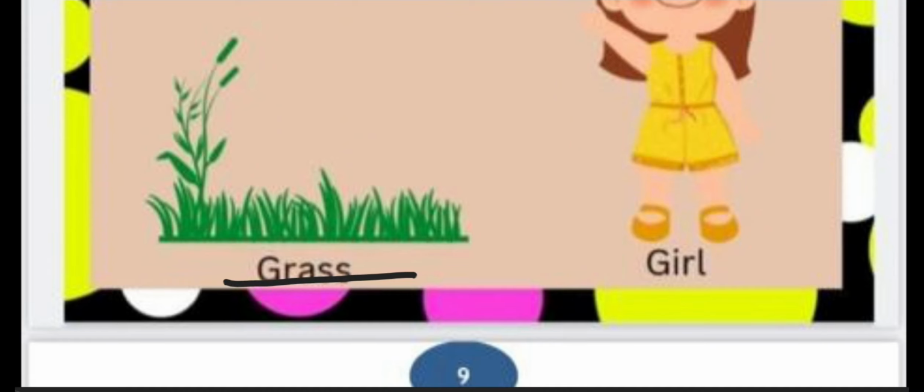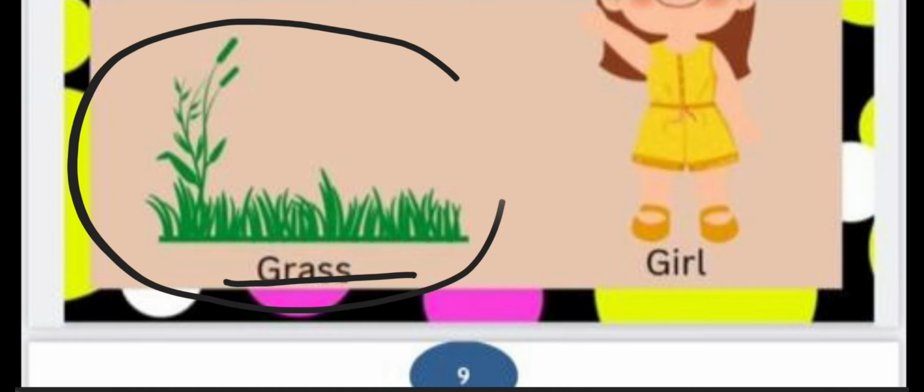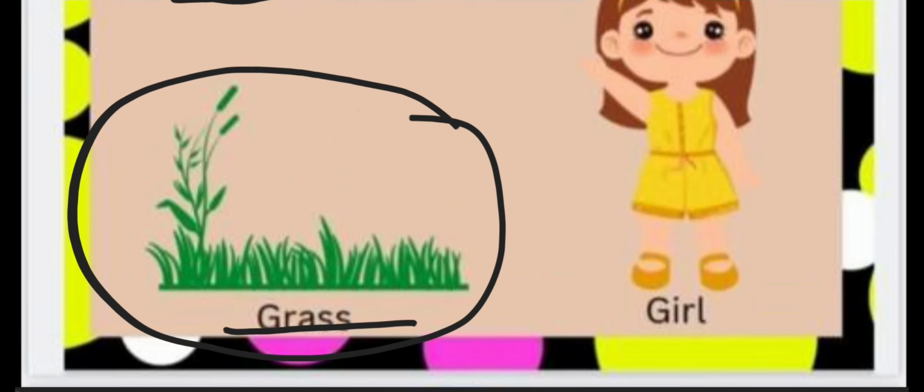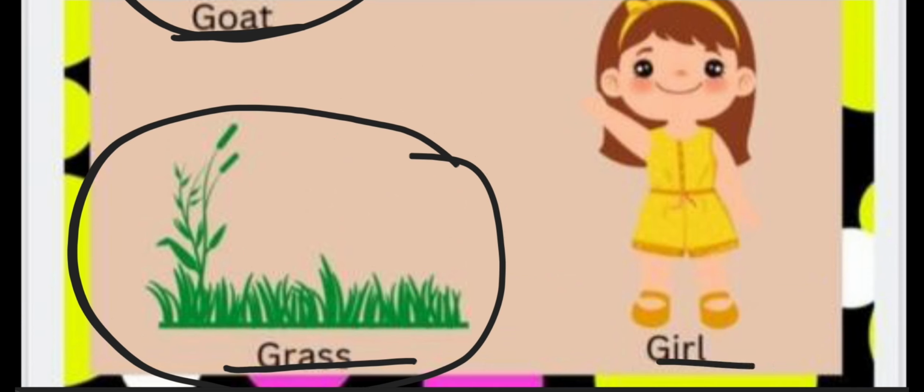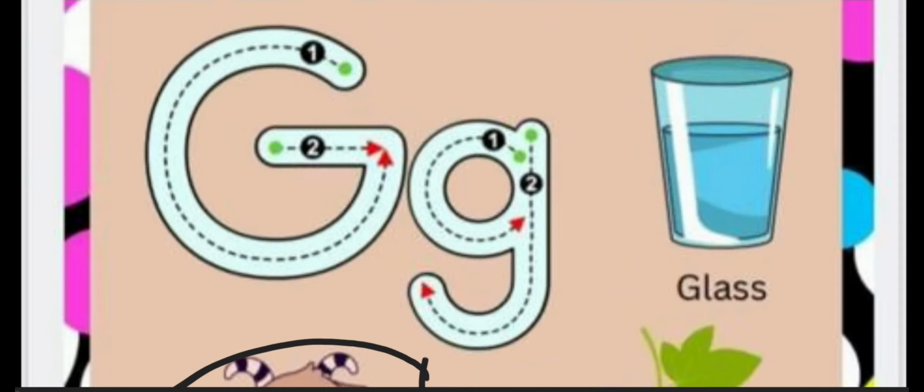Grass. Grass means ashab. Girl. Girl means fattah. Very good. Excellent. I will repeat one more time.